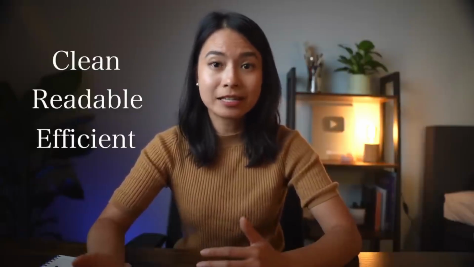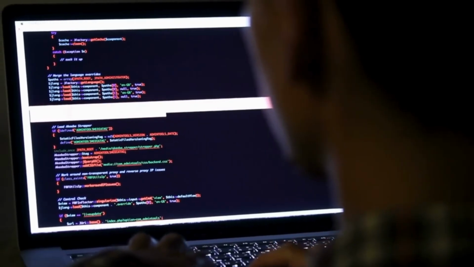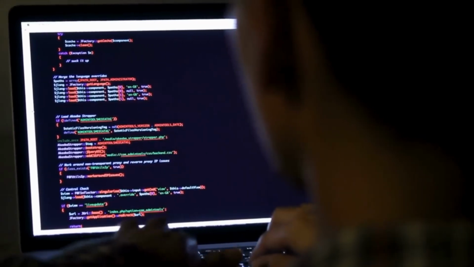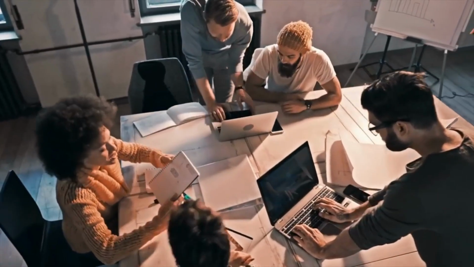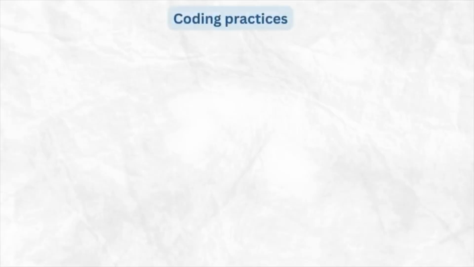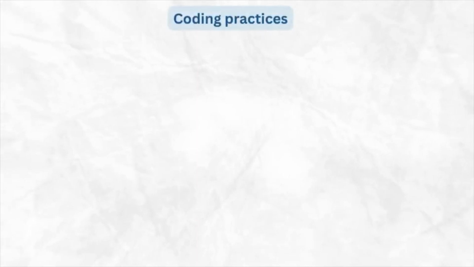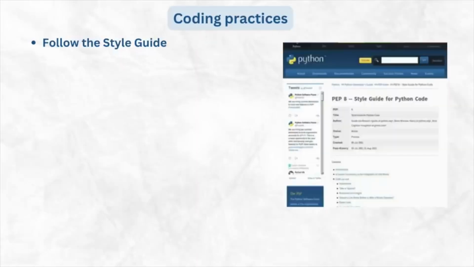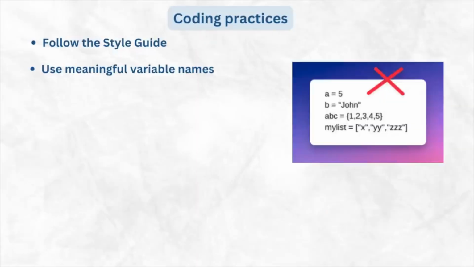At this stage, you also want to pay attention to good coding practices, meaning writing clean, readable, and efficient code. There's a distinction between writing code for a personal toy project and building something in the real world. Some of the most important good coding practices may include: follow the style guide for Python code and be consistent with it. Use meaningful variable names.